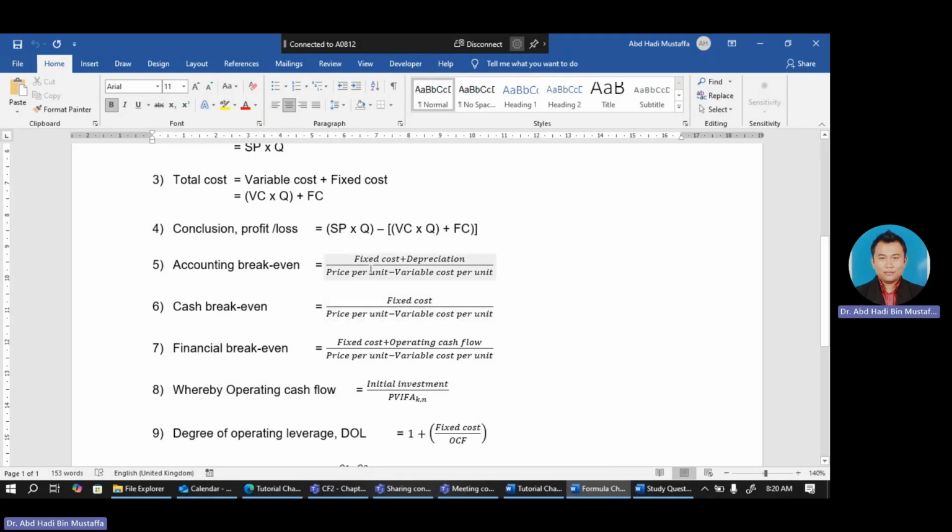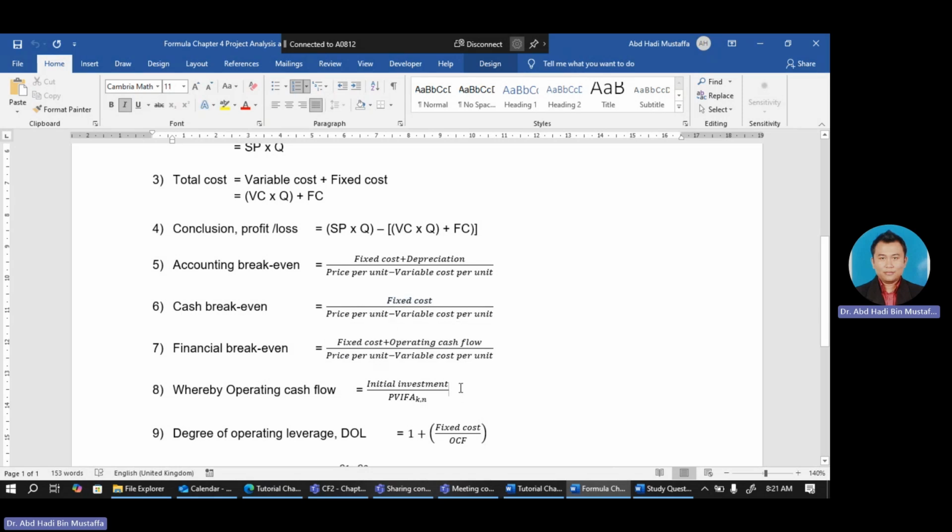The difference between these 3 formulas is actually on the numerator side. At the denominator, it's the same: price per unit minus variable cost per unit. Same goes to formula number 6 and formula number 7. At the bottom, that is the same. The difference is up there, the numerator. For accounting break-even, fixed cost plus depreciation. Cash break-even, fixed cost only. And for financial break-even, fixed cost plus operating cash flow.